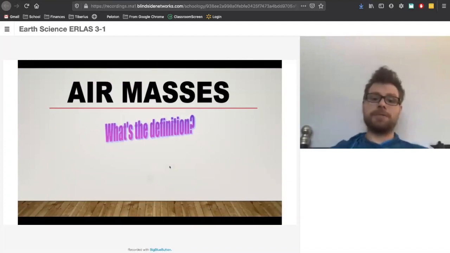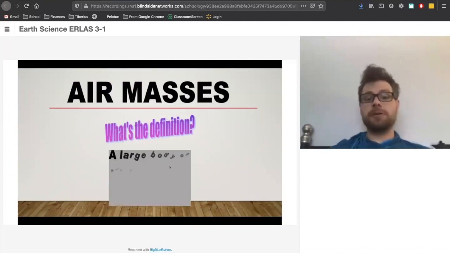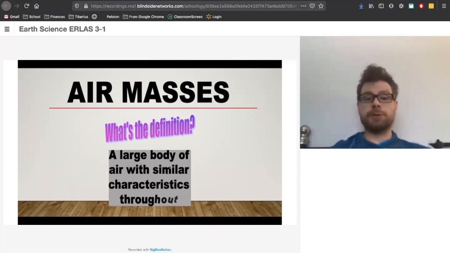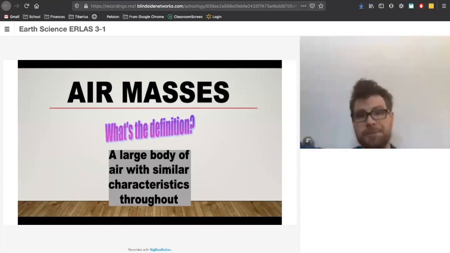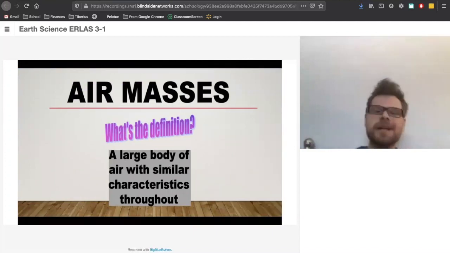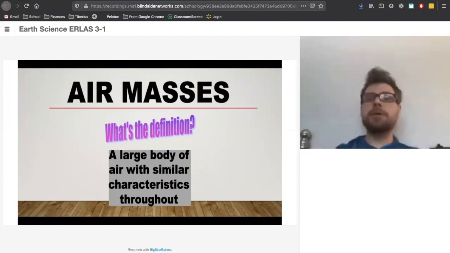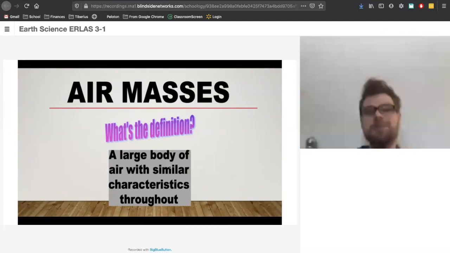An air mass is a large body of air with similar characteristics throughout. So it's basically like a big bunch of air, like a big bubble of air. And inside this bubble, all of that air is basically the same. It's got the same temperature mostly. It's got the same moisture content mostly. Just a big bubble of air with the same characteristics.